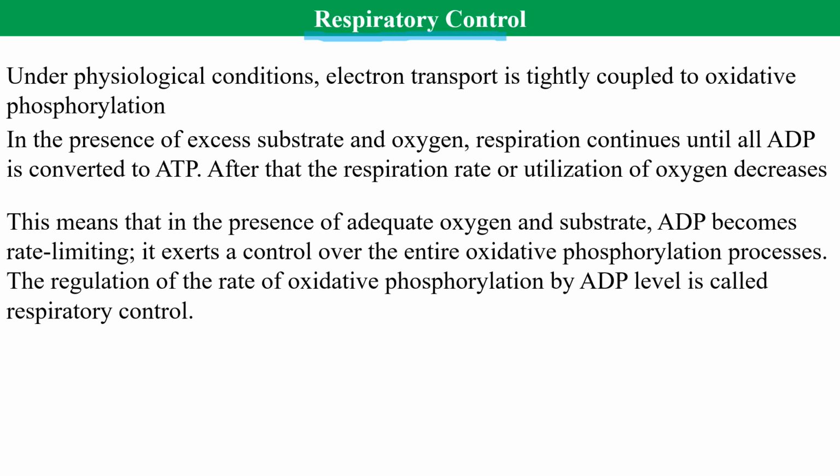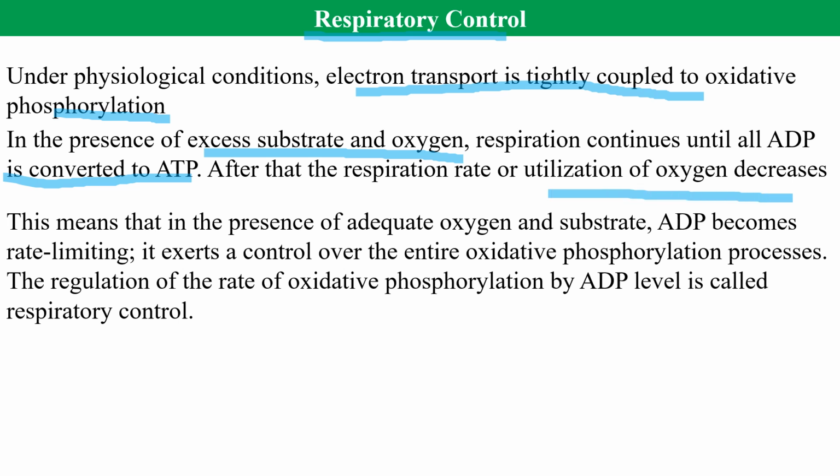Then the respiratory control of oxidative phosphorylation. Under physiological conditions, electron transport is tightly coupled to oxidative phosphorylation. In the presence of excess substrate and oxygen, respiration continues until all ADP is converted to ATP. After that, the respiration rate, or utilization of oxygen, decreases. So if substrate and oxygen are present in excess, ATP is continuously synthesized, and after that the respiration rate decreases. This means that in the presence of adequate oxygen and substrate, ADP becomes rate limiting.